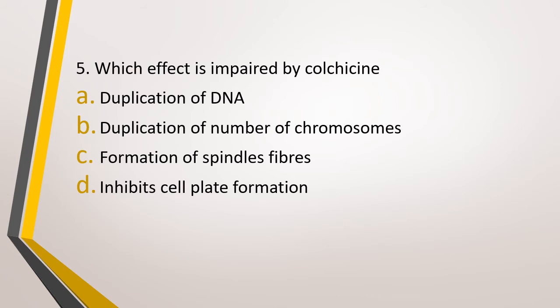Question number 5. Which effect is impaired by colchicine? Option A, duplication of DNA. Option B, duplication of number of chromosomes. Option C, formation of spindle fibers. Option D, inhibits cell plate formation. Which effect is impaired by the drug colchicine? The correct answer is option B, that is, it inhibits duplication of number of chromosomes.